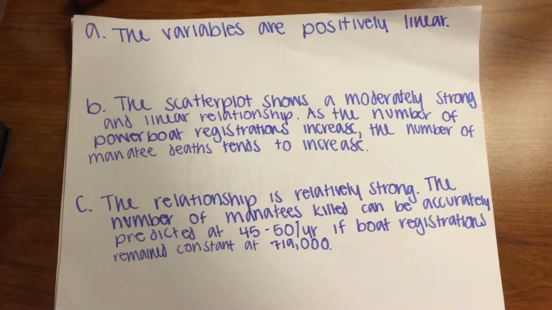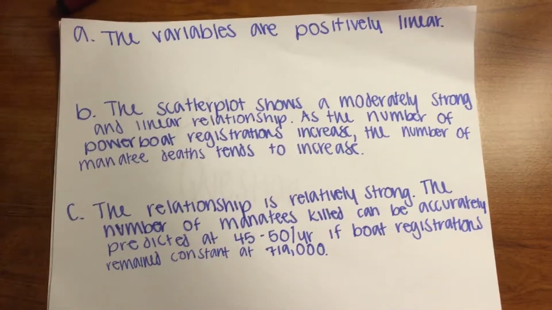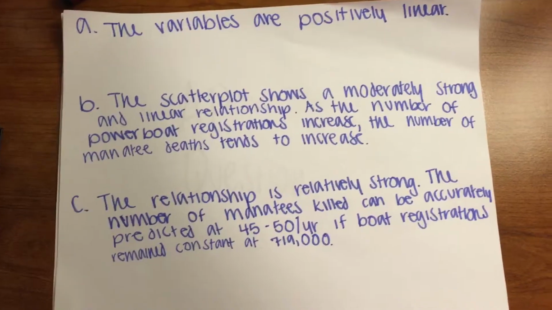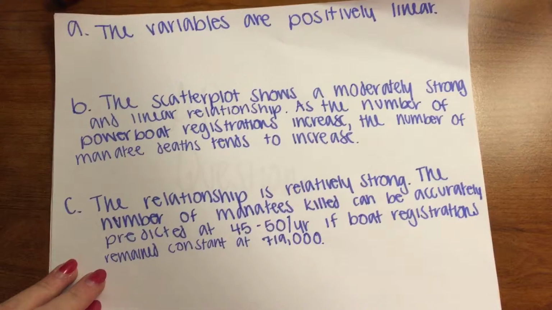And for C, the relationship is relatively strong. The number of manatees killed can be accurately predicted at about 45 to 50 manatee deaths per year if boat registrations remain constant at 719,000.